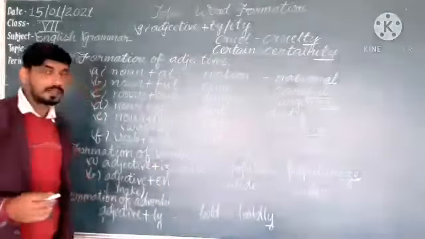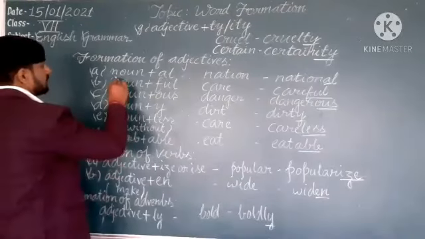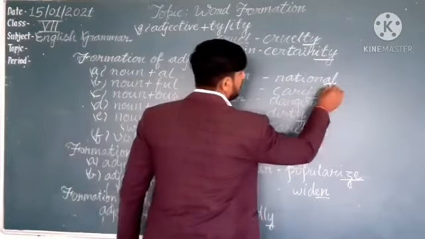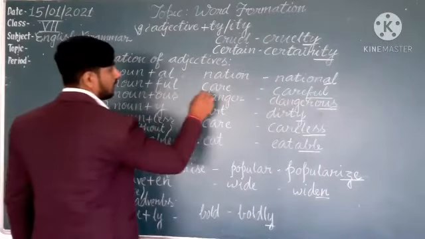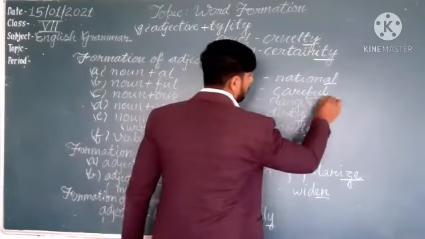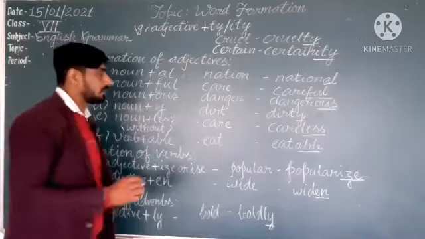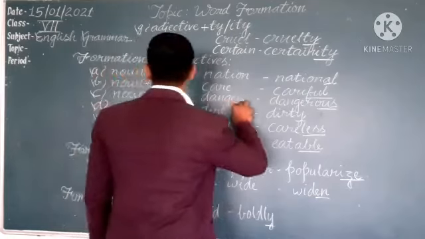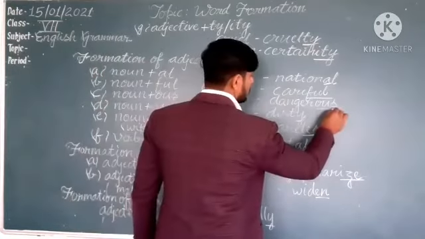We will see here formation of adjectives by adding suffixes. What are the suffixes here? Noun plus al, nation plus al, national. Noun plus ful. You are getting the word care, and afterward we are adding ful, careful. The next one, noun plus ous. You are getting the word danger. The word danger is a noun here. Afterward we are adding here ous, dangerous.